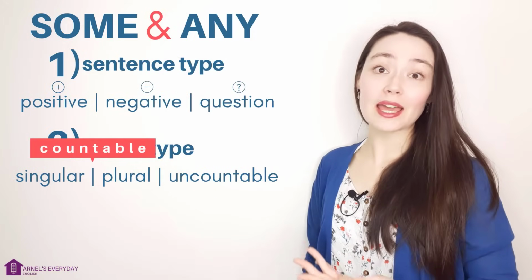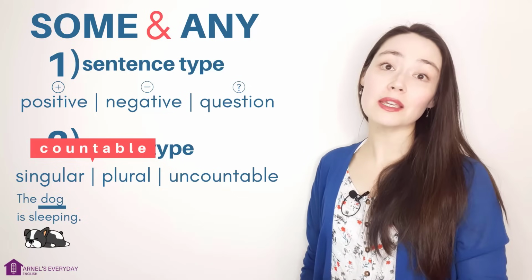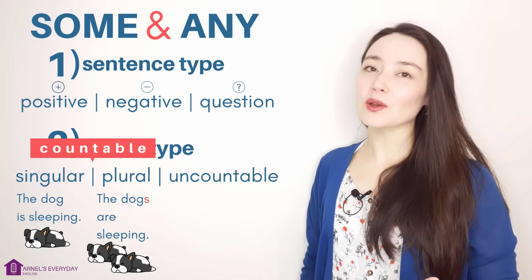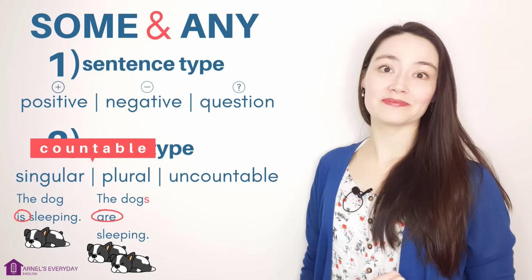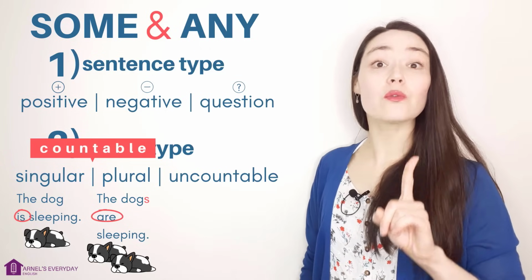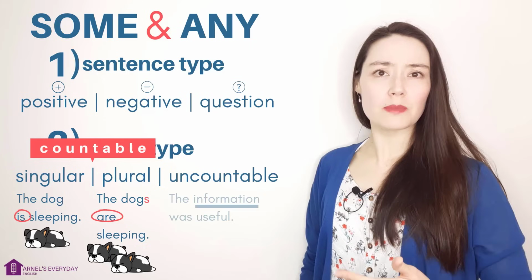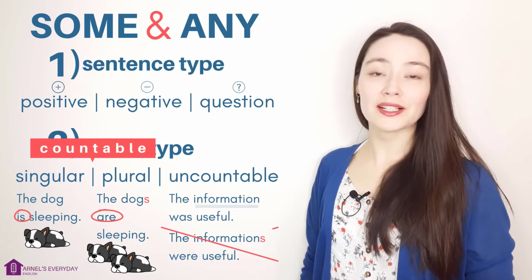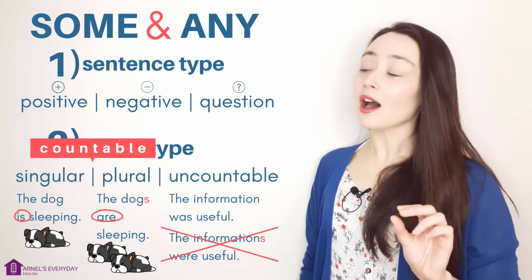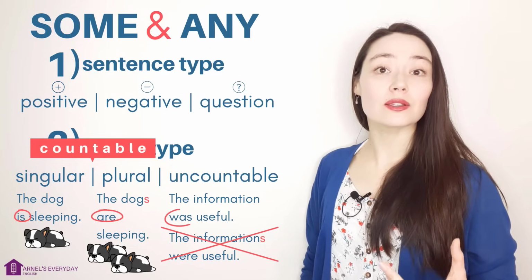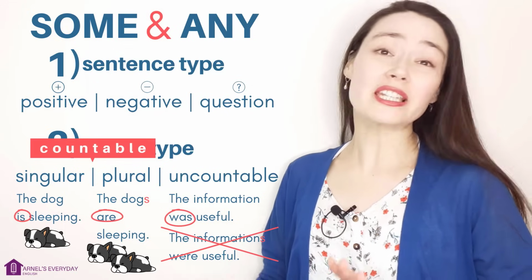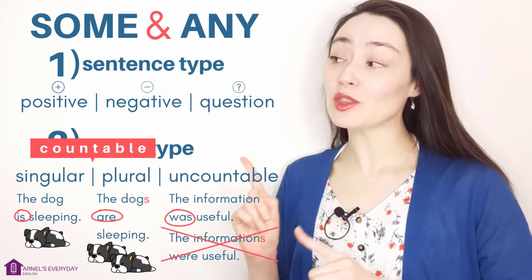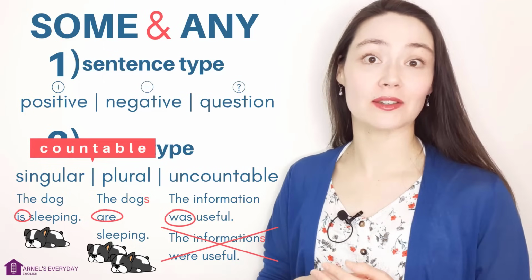Countable nouns have a singular and plural form. The dog is sleeping. The dogs are sleeping. You can see the two forms there. And notice the verbs also change. Uncountable nouns only have one form. The information was useful. The informations were useful? No. And notice uncountable nouns always take a singular verb. You do not need to know all of the countable and uncountable nouns in English. I just want you to keep these 2 points in mind as we continue.